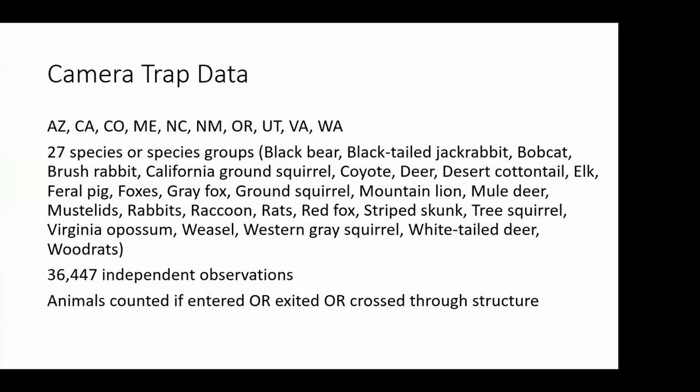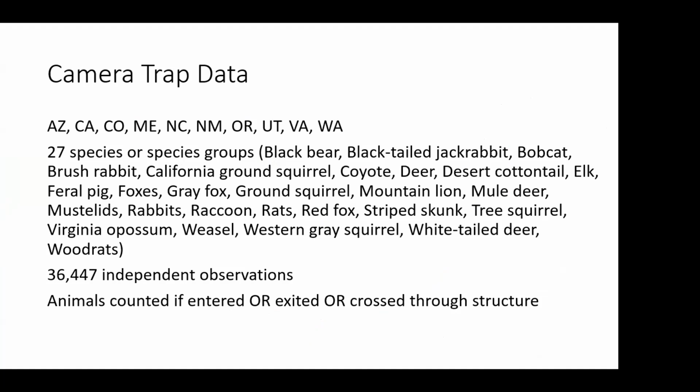The camera trap data came from the list of states in the top there, and we had 27 species or species groups. And species groups, I think, is a weakness in camera trapping, because people don't always specify what kind of squirrel it was. We do at the Road Ecology Center. I think everybody should do that. Another part of it is a little more forgiving and diplomatic. It's not always possible to identify the species exactly, but you can tell it's a chipmunk or a squirrel or something like that.